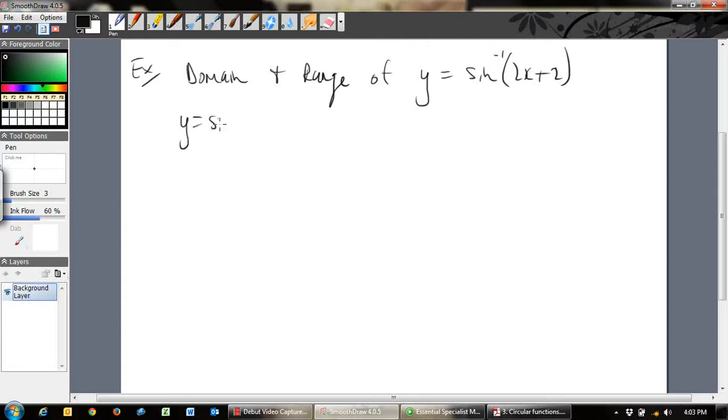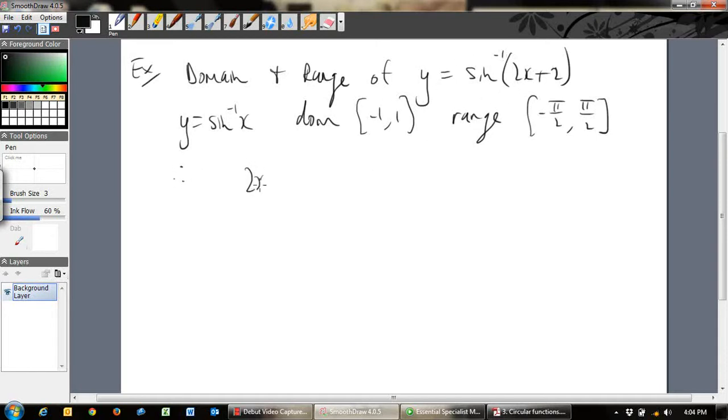You remember that if we've got y equals sine -1 x, the domain of this function is -1 to 1. Okay, they're the possible x values, and the range goes from negative pi on 2 to pi on 2. Okay, so let's just remember that. So if our x values are allowed to go between -1 and 1 for this function up here, that means that 2x plus 2 must be between 1 and -1 as well. Okay, I'll just say that again.